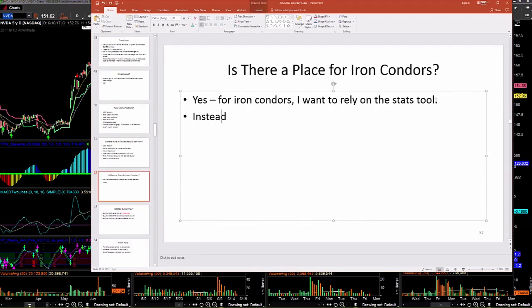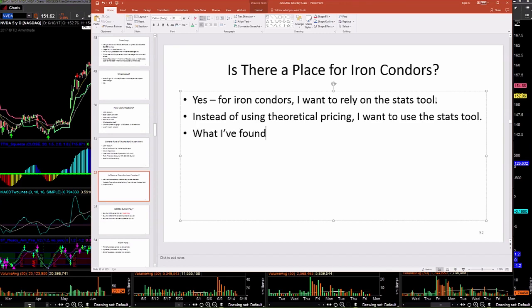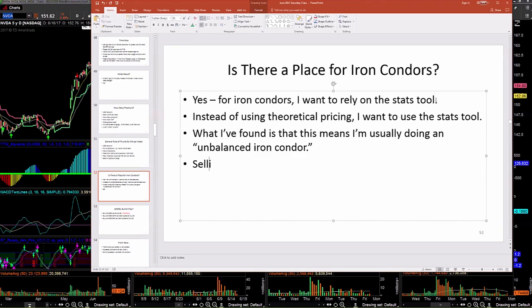Instead of using theoretical pricing, I want to use the stats tool. What I've found is that this means I'm usually doing an unbalanced iron condor, okay? And what this typically means, I think we talked about this already, is I might be selling the equivalent of a 1.5 standard deviation call credit spread and a 0.75 standard deviation put credit spread, because it takes that into account.